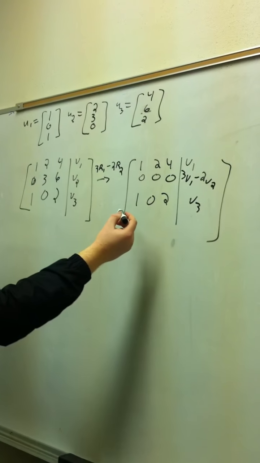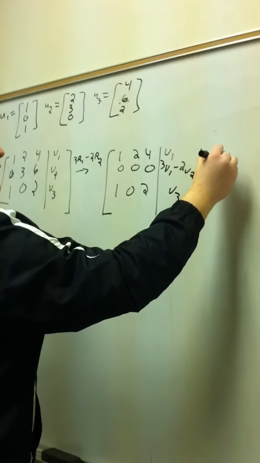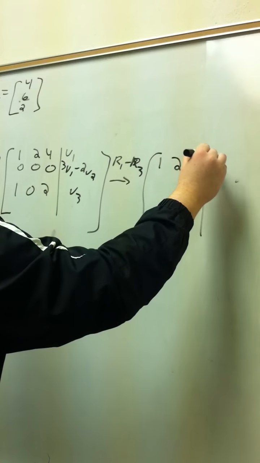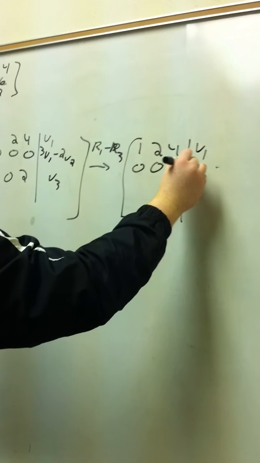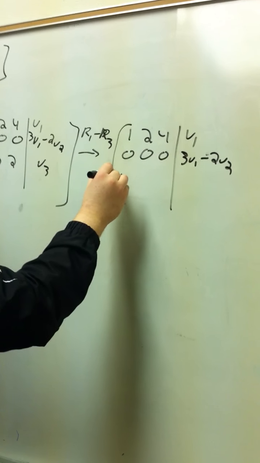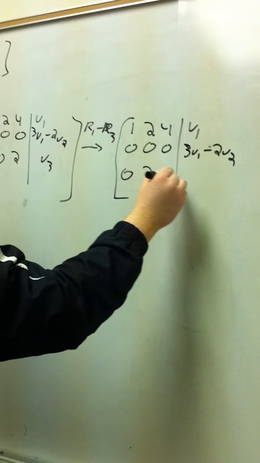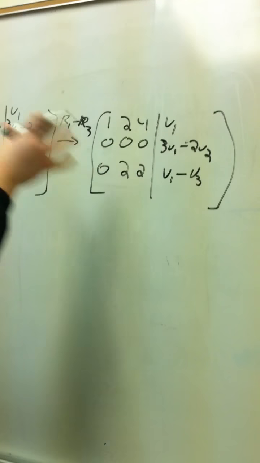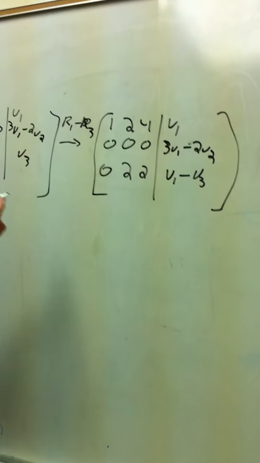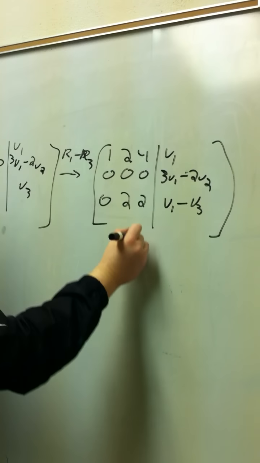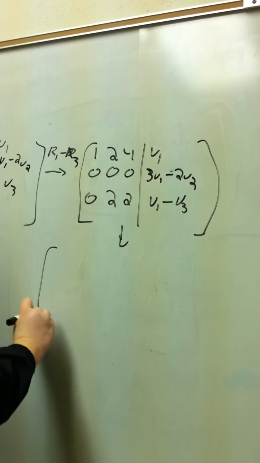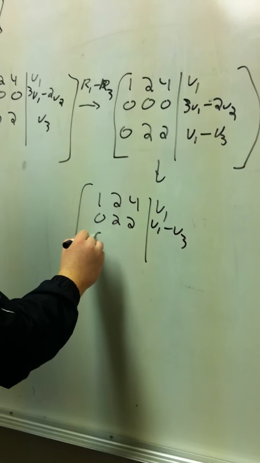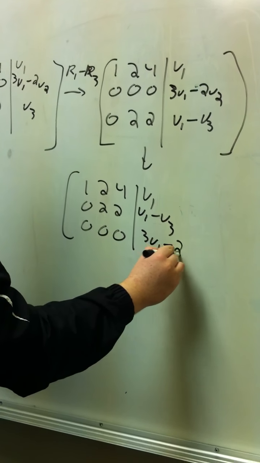And then we can do R1 minus R3. We get 1, 2, 4, V1. Second row stays the same. Then we get 0, 2, and 2, and it's equal to V1 minus V3. And now we can rearrange this matrix to get back into row echelon form. 1, 2, 4, V1, 0, 2, 2, V1 minus V3. We have 0, 0, 0, 3V1 minus 2V2.